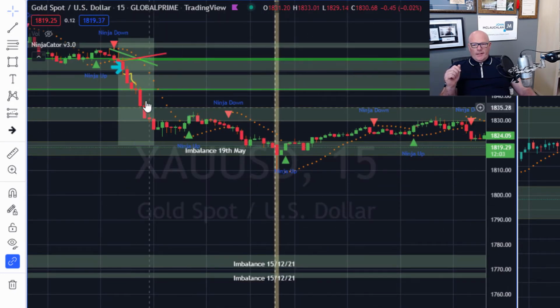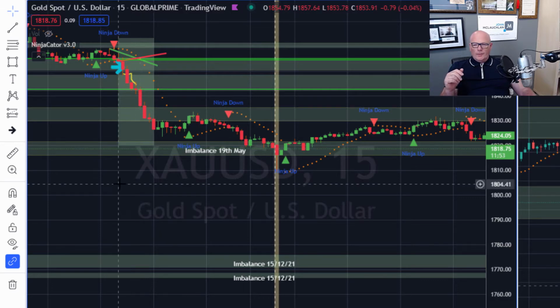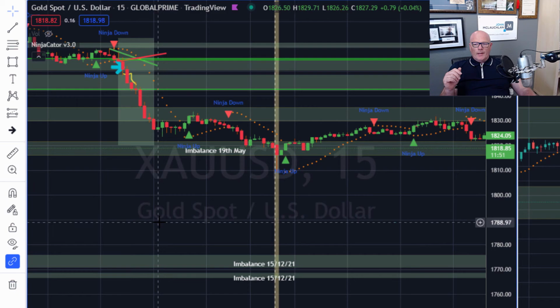And as you can see, these levels of imbalance, or any line on a chart, is where the price is either going to bounce or break, and it'll either be a support or resistance zone, and price will possibly respect it. And again, it just gives us an idea of where price may well go.